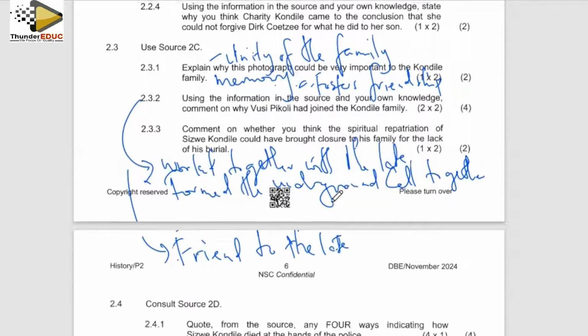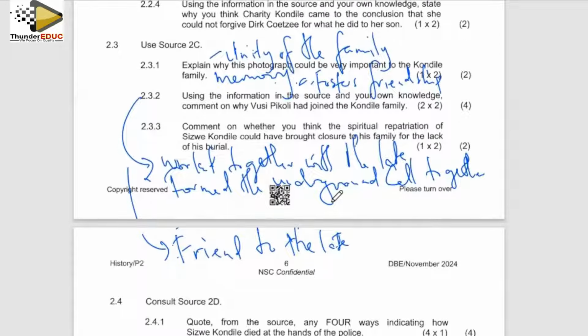Right. Comment on whether you think the spiritual repatriation of Sizwe Kondile could have brought closure to his family for the lack of his burial. We are burying the spirit of someone who died, whom we did not bury physically. Did the family find closure? Them remembering a fellow family member who died in the hands of apartheid and they could not afford him a decent burial. Now they were just doing a symbolic burial for him. Would they get closure? In my perspective, you can argue that they got closure, but you have to justify. In my perspective, I would say no.